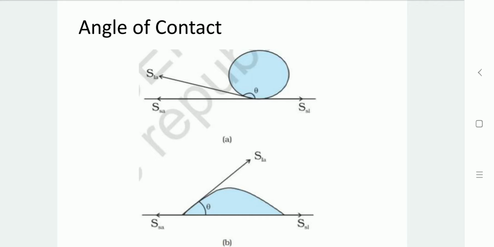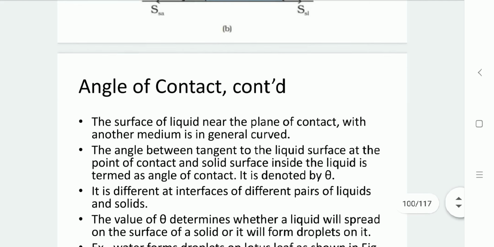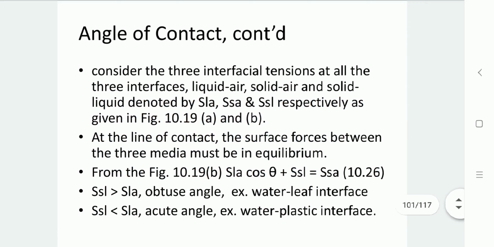So here, cos theta is equal to S_SA minus S_SL divided by S_LA. I repeat, cos theta equals S_SA minus S_SL divided by S_LA. So the equation becomes S_LA cos theta plus S_SL equals S_SA.